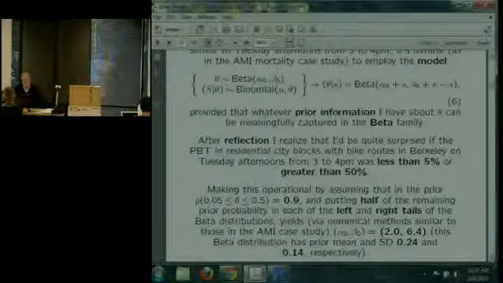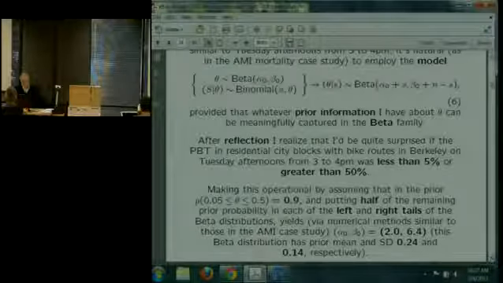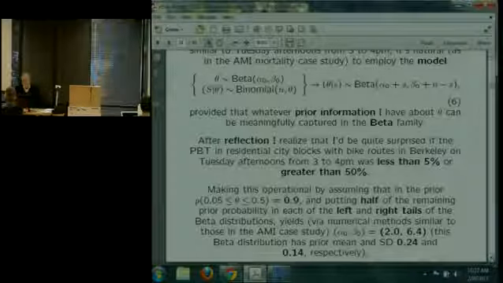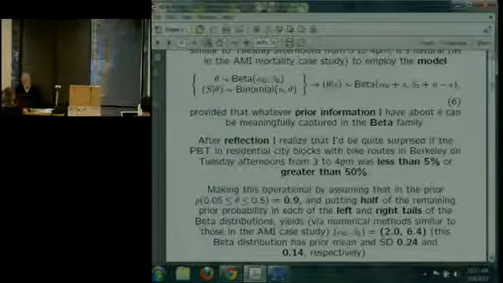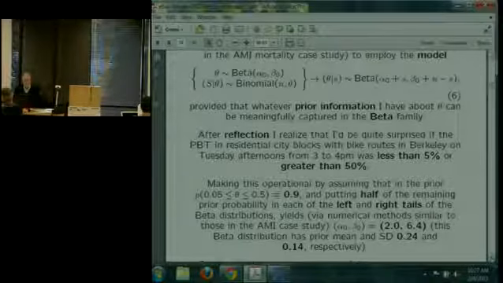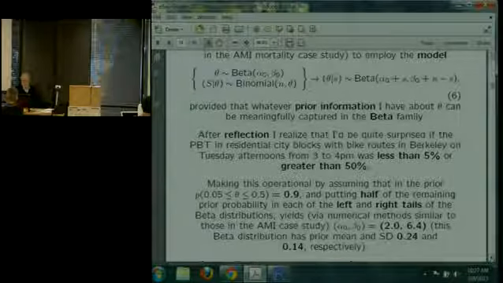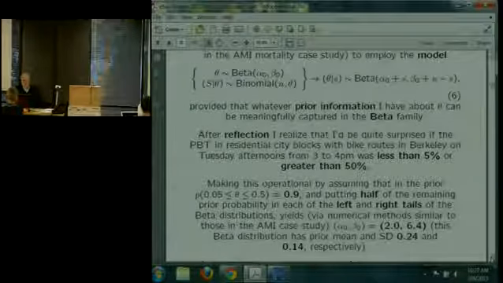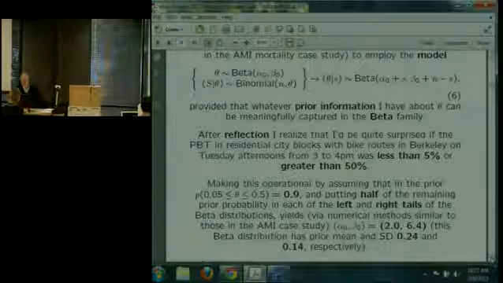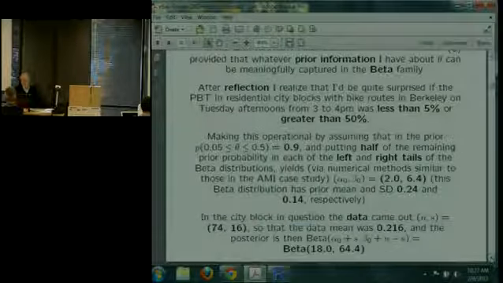And in particular, I decided to quantify that by putting 90% of my prior mass between those two values, and then putting half of the remaining prior probability in the left tail and half in the right tail. And you can use numerical methods like the ones I showed you before to find that I'm thinking about a beta prior with parameters 2.0 and 6.4. This distribution has prior mean at about 24% bicycle traffic and prior standard deviation of about 0.14, so it's a rather diffuse prior, but there's a little bit of information in it.